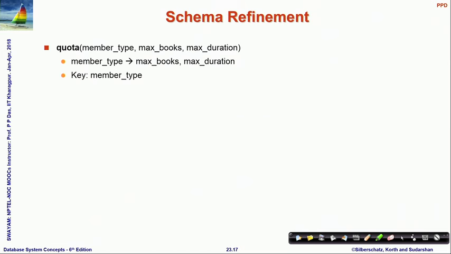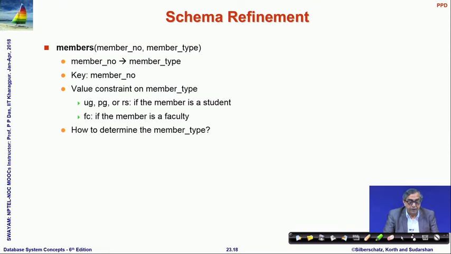This is already in normal form, as you can see. Quota is a simple relational schema where member type determines the max books and duration, and that is the key, in normal form. The members, we have identified something like a member which should list all the members of the library. So, existence of a member number in that list will mean that someone holding that member number is actually a member, and it should also tell me what type of member or what category of member he or she is. So, member number must determine the member type, and the member type will be constrained to one of the 4 possible values as stated here.